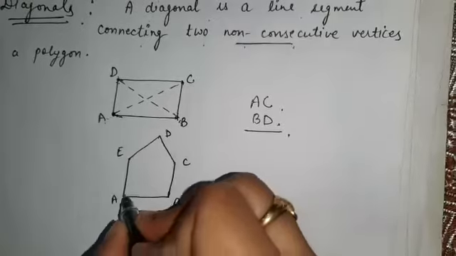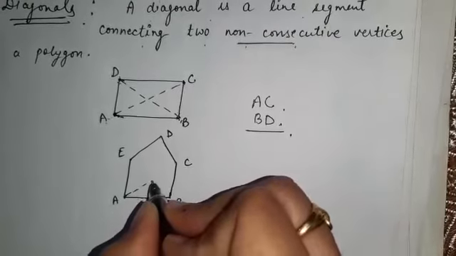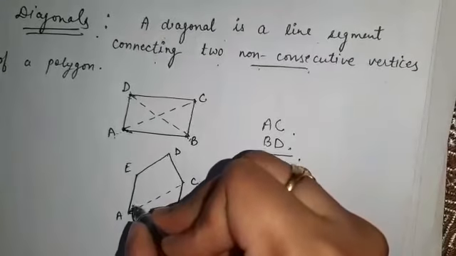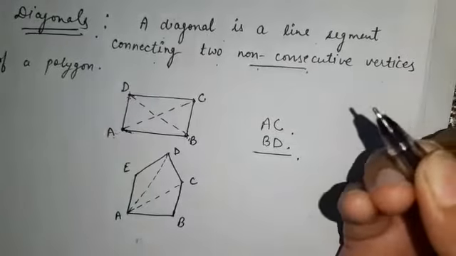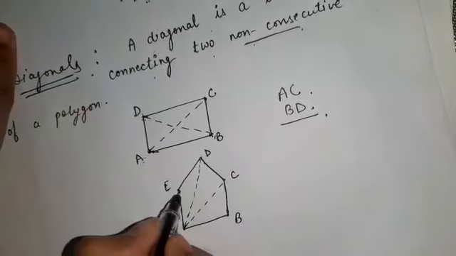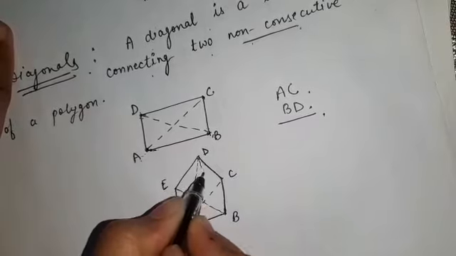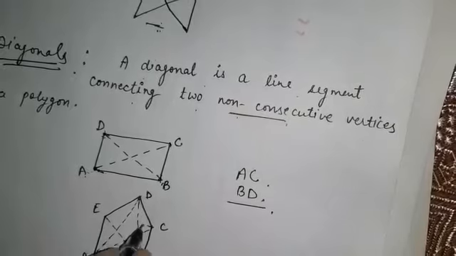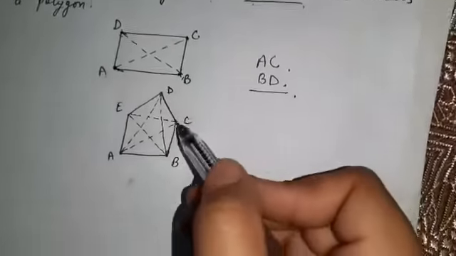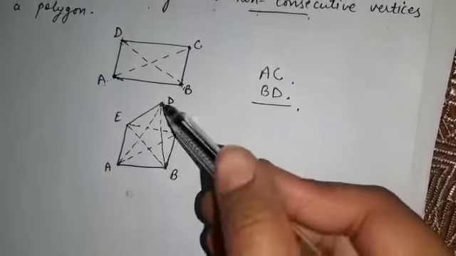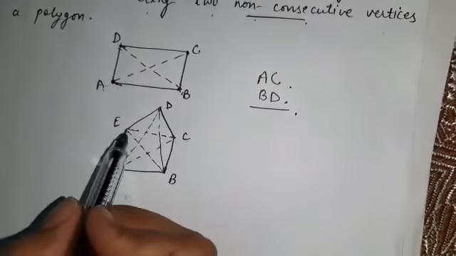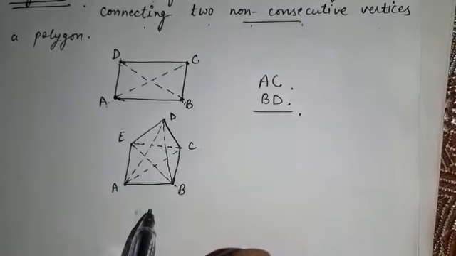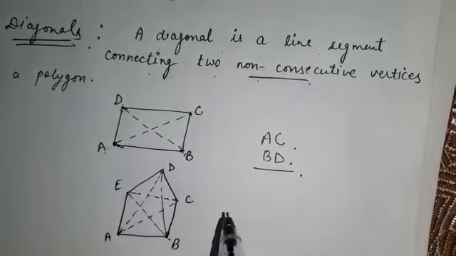So let's join this point A with C, because A and C are non-consecutive. A and D are also non-consecutive, so it can be joined with D also. Now B can be joined with E and D. Now C is already joined with A and it can be joined with E. Now next point is D. D is already joined with its non-consecutive vertices, and E is also already joined with its non-consecutive vertices. So this is how we draw diagonals in polygon.